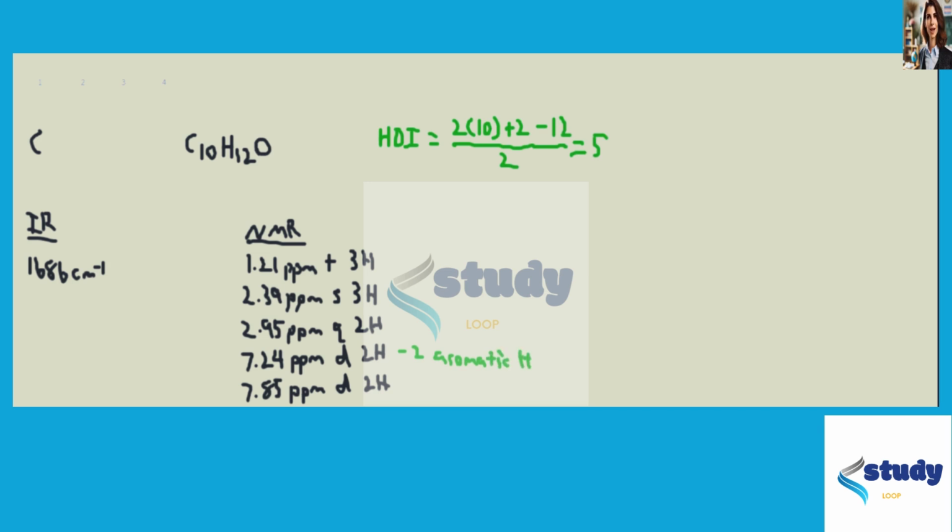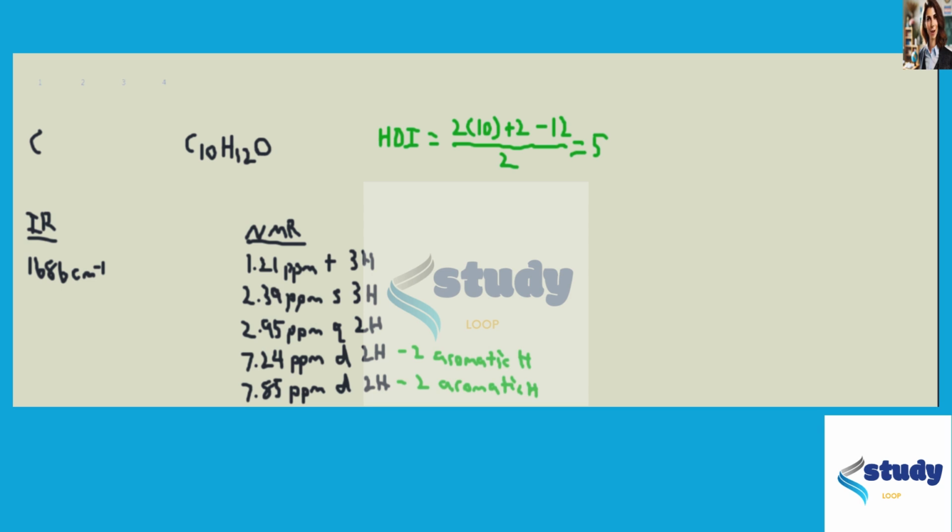And the last signal at 7.85 ppm, also a doublet, also an integration of 2. That's going to be 2 more aromatic protons. So we have an aromatic ring here, and it's disubstituted. And it's probably para-disubstituted based on the fact that our signals are both nice doublets with integrations of 2.